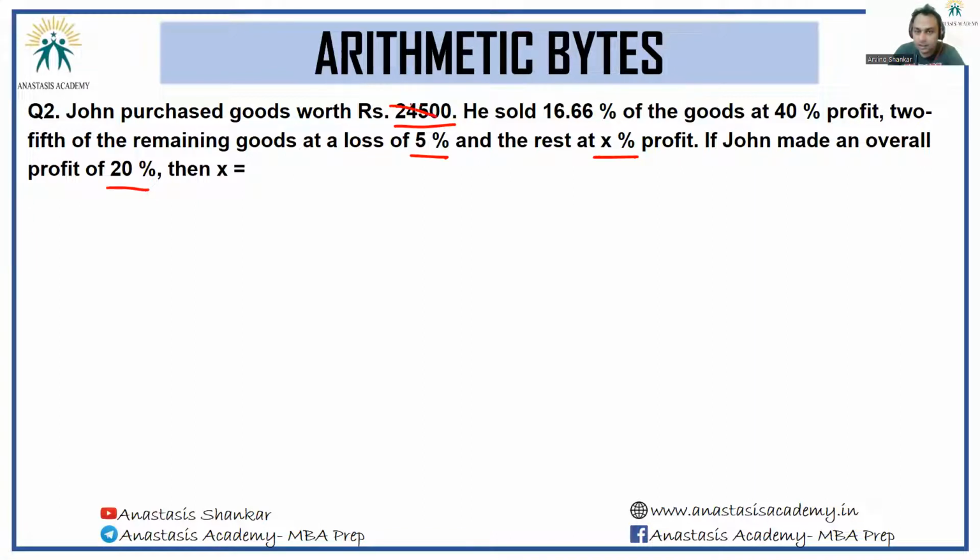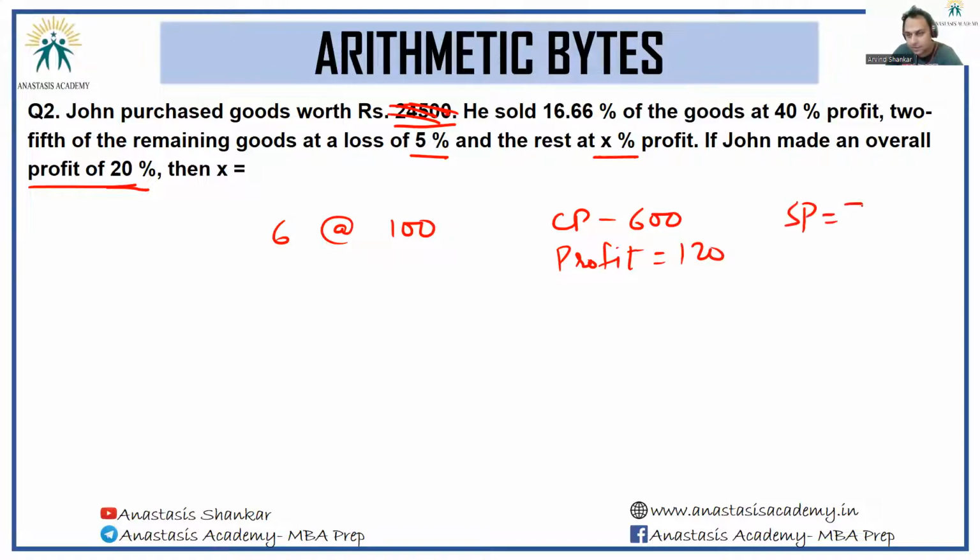Key thing, this price is of no use. I'm saying let him buy 6 items at the rate of 100. So his CP is 600, and overall he made a profit of 20%. So he made a profit of how much? 120 rupees, SP being 720. These things we know. Now he sold 1/6 of the goods at 40% profit. So one item he sold at 140, or for one item he received a profit of 40.